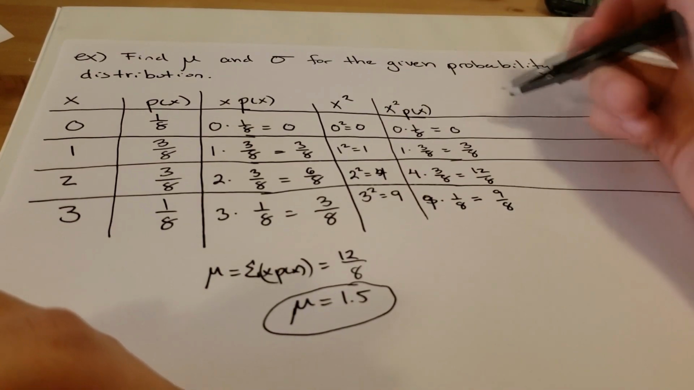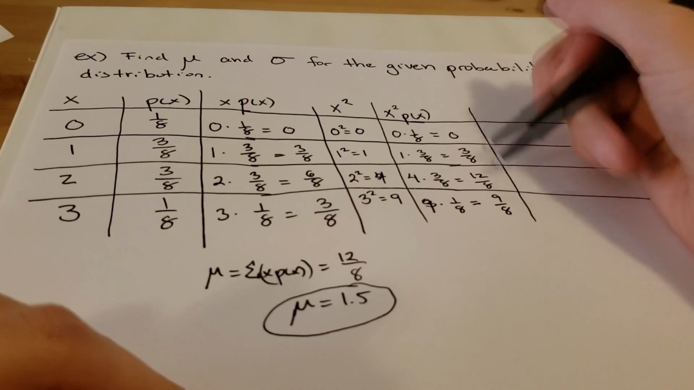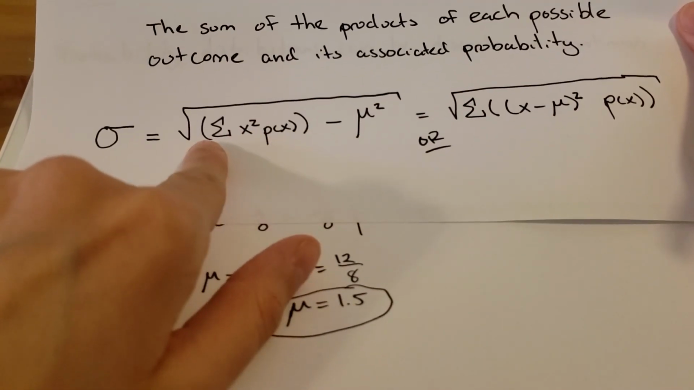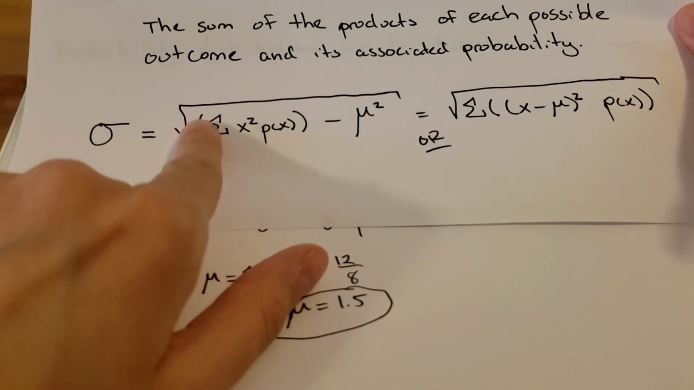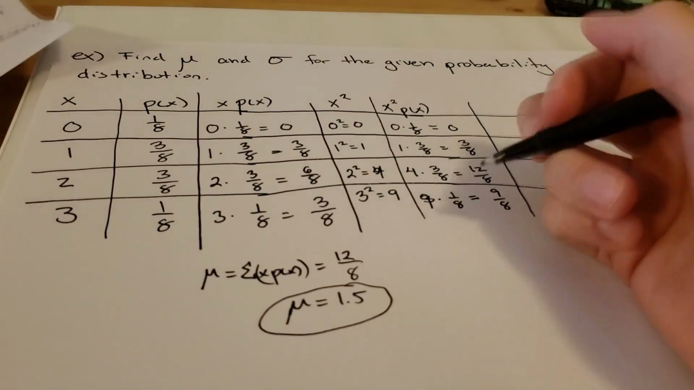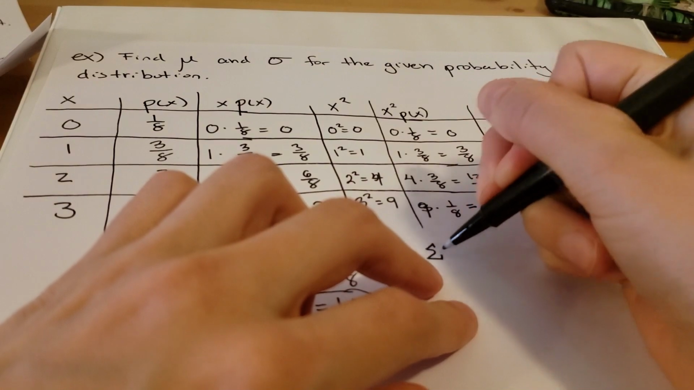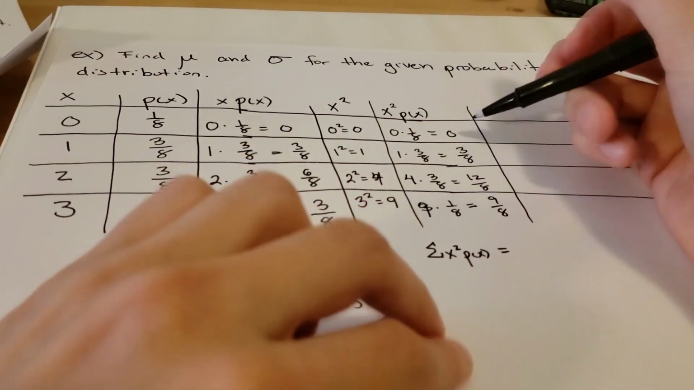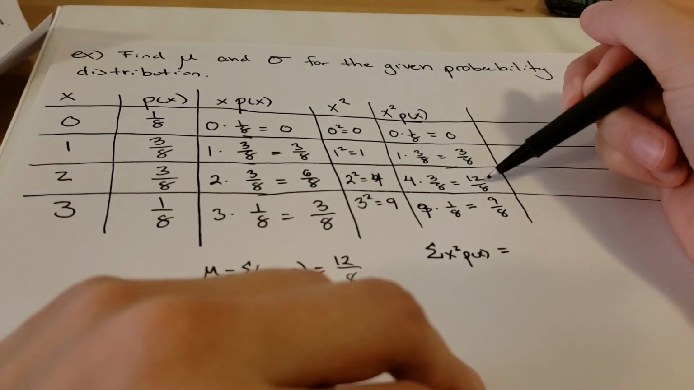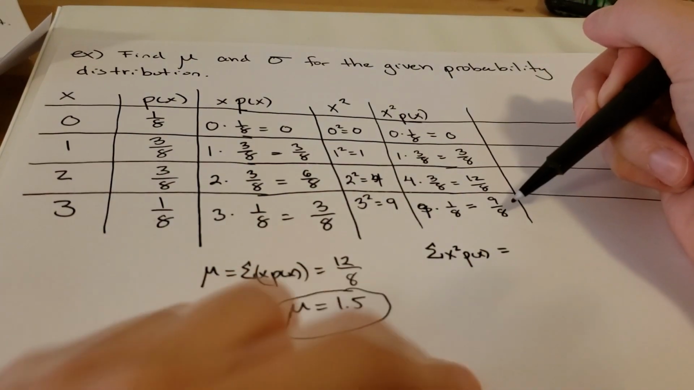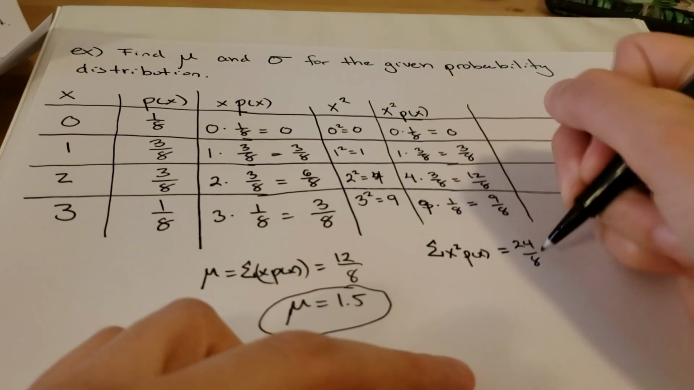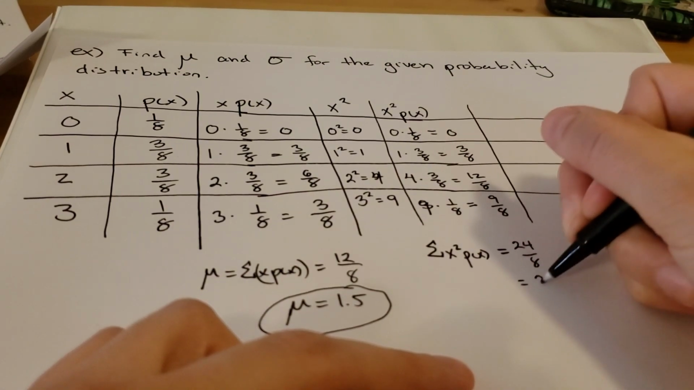Okay, and now that we've done that, we can add up all of these to find this big piece of this part that's in parentheses over here, the sum of x squared times p of x. So this is equal to the sum of all of these. So 0 plus 3 over 8 plus 12 over 8 plus 9 over 8. And that is going to give us 24 over 8, which is equal to 3.